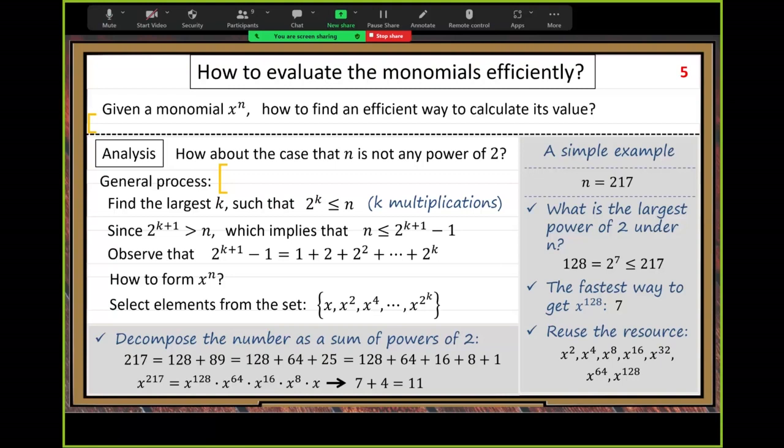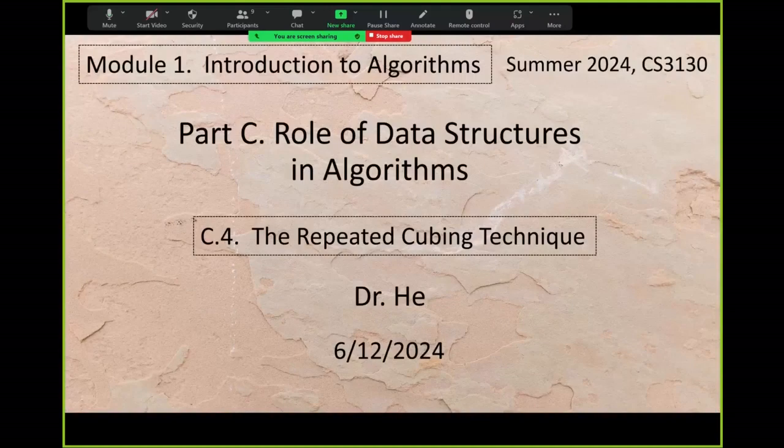Similarly, there is a closely related version we call repeated cubing. Squaring, then cubing. All right, the next topic: I want to talk about the repeated cubing technique. The same idea, but we just use powers of 3.